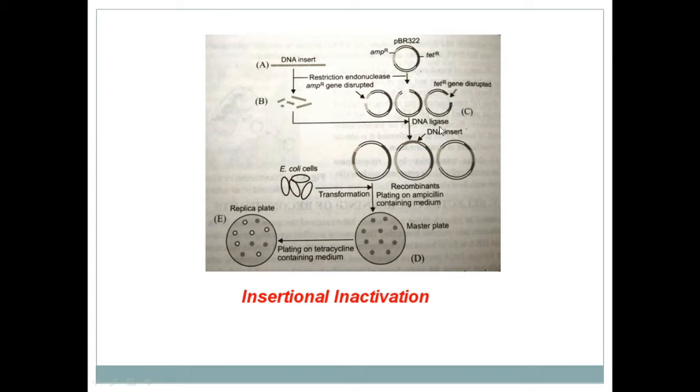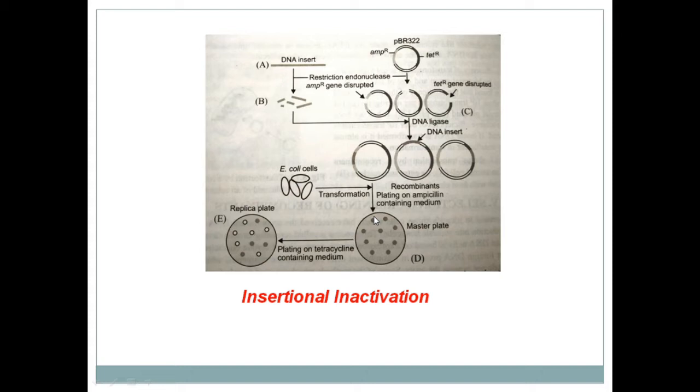When in the third step we use DNA ligase enzyme, this DNA ligase will clone this DNA insert into either the ampicillin resistance gene or the tetracycline resistance gene or none of them. So we will get three types of recombinant vector DNA molecules. Now when these recombinant vector DNA molecules enter into the host cell, for example an E. coli cell, with the help of transformation, then on a master plate we get the growth of a few colonies.